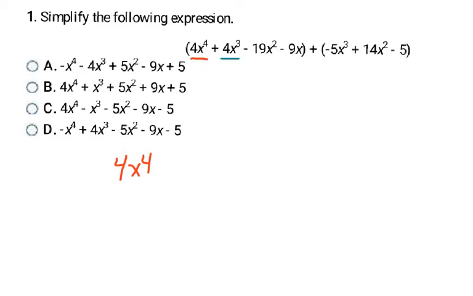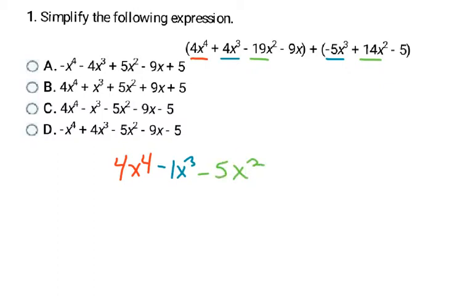And then I have the x cubed, and I have an x cubed here. So I'm going to be adding 4 plus a negative 5, which is negative 1x cubed. That 1 is optional. And then I have negative 19x squared, and then I have a positive 14x squared. When I add those two numbers, I get negative 5x squared.